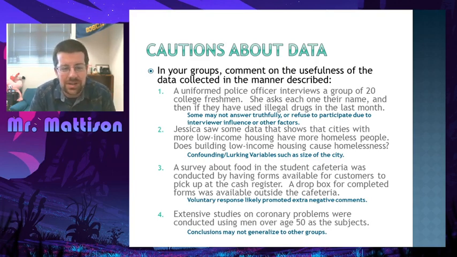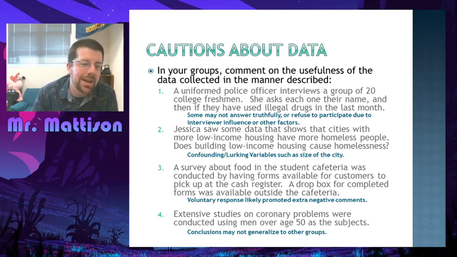The second one. So Jessica saw some data that shows that cities with more low-income housing have more homeless people. Does building low-income housing cause homelessness? Well, typically no, right? There's a confounding variable there, or a lurking variable: if there's more homeless people or more poorer people in an area, they will build more low-income housing because of that. Or if a city is larger, they're going to need more low-income housing because they're larger, and just being larger will cause more homeless people, right? So there's a number of things which might be influencing that.